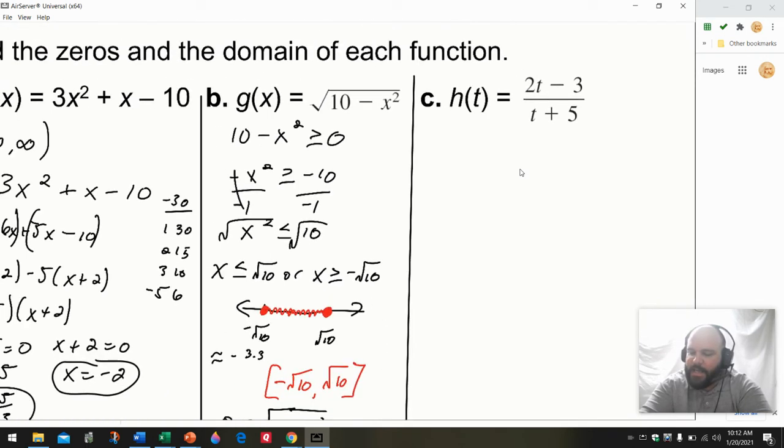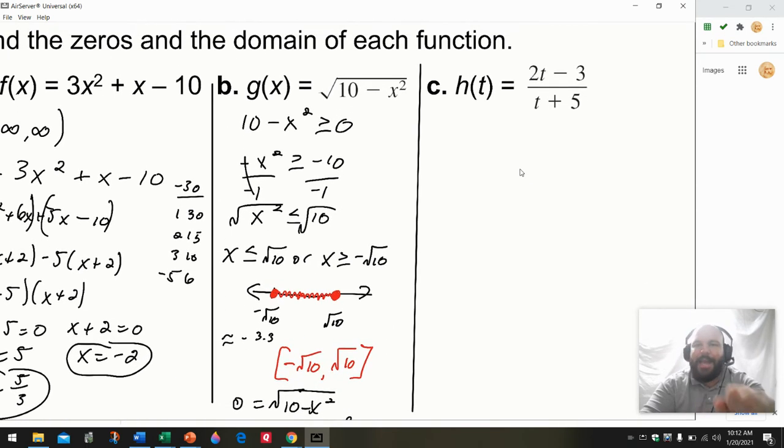Okay, so now part C is the last type of function that we can have, where we will have a domain restriction. As you saw in the last one, if you have a square root, you're probably going to have a domain restriction. In this one, because we have a variable on the bottom of a fraction, we are also going to have a domain restriction. To find the domain for a rational function, which is a function that looks like a fraction, you cannot have the bottom equal to 0, because that goes against our rule in math of dividing by 0.